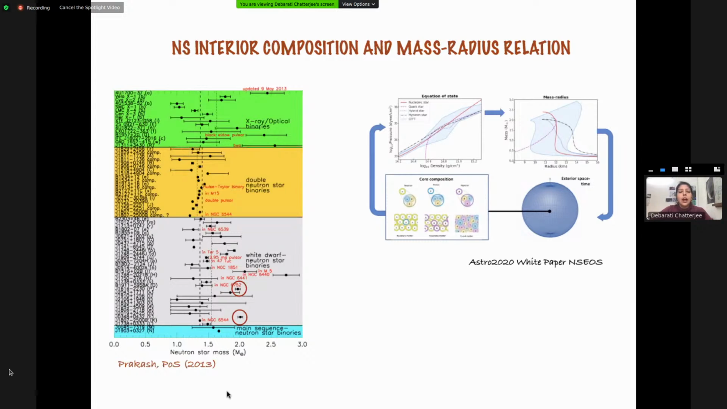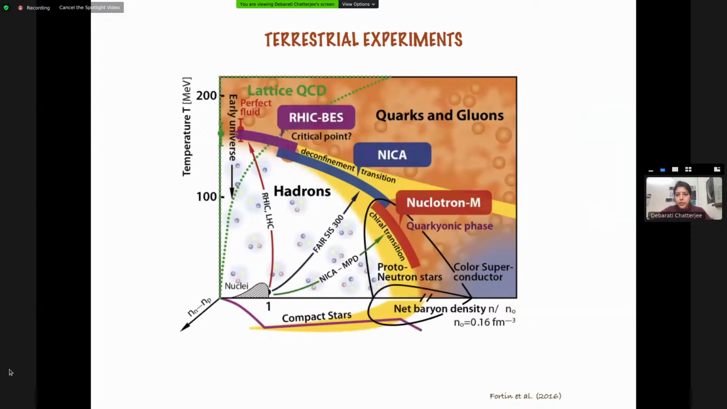Particularly interesting are recent observations of some very massive neutron stars, which are around 2 times the mass of the sun. And these actually start to put some limits on what kind of matter we find inside the neutron star. So let me explain how.